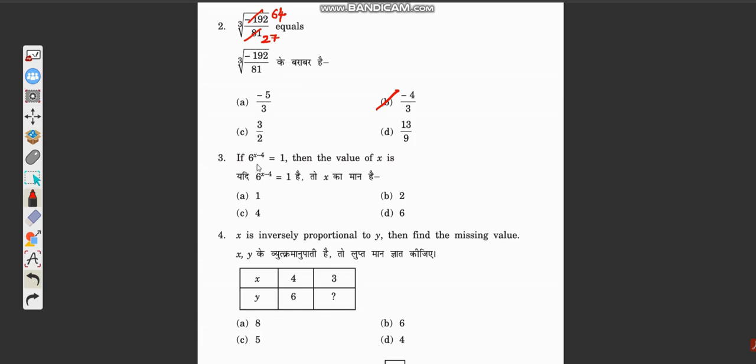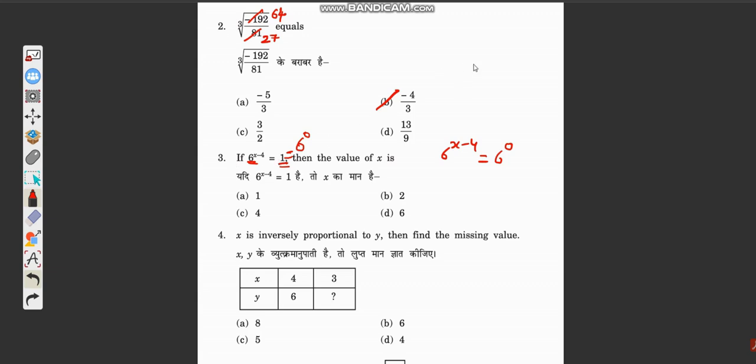So the correct option is option B. And the next question: if 6 power x minus 4 equal to 1. Whenever the x is in the powers, we should go for the rule: bases equal, powers should be equal. Here what is the base? 6. So 1 can be written as 6 power 0. Then our equation is 6 power x minus 4 equal to 6 power 0.